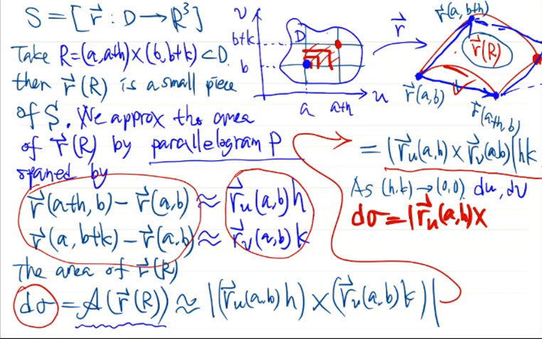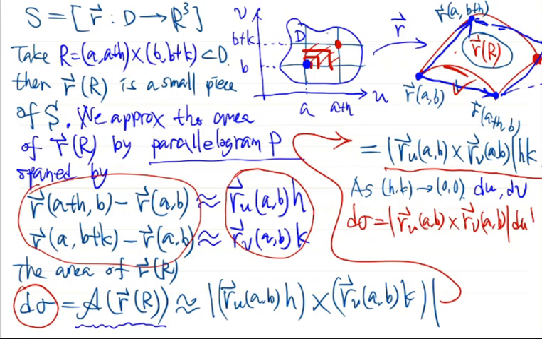So we can expect that d sigma is the norm of r_u cross r_v. Oh, no space to write. I should not use bold form. I will erase this and write it again. d sigma should be the norm of r_u cross r_v, times du dv. This is what we need. This is a very tiny area element on the surface.